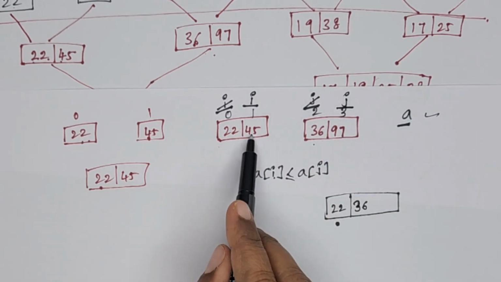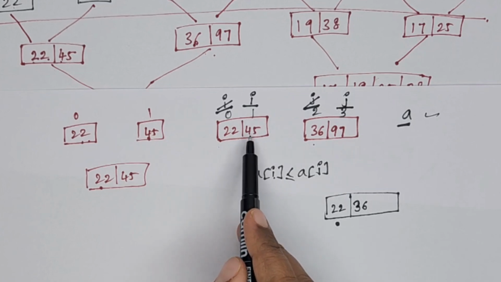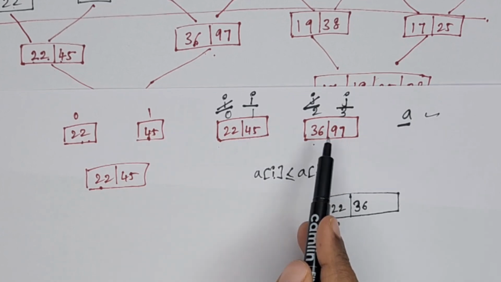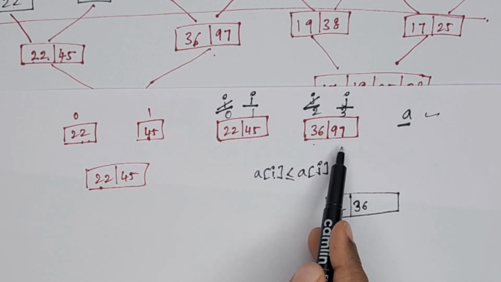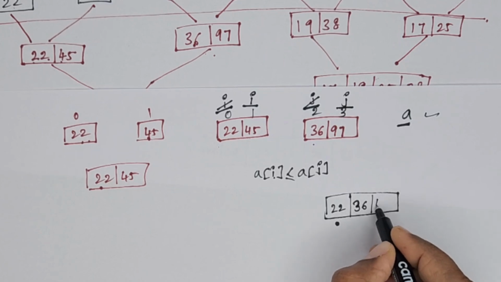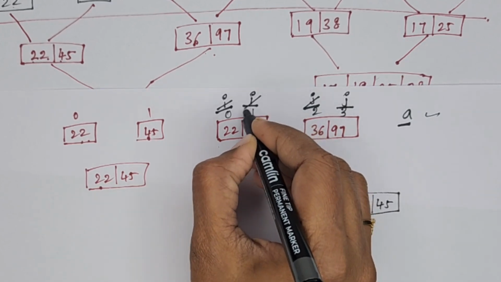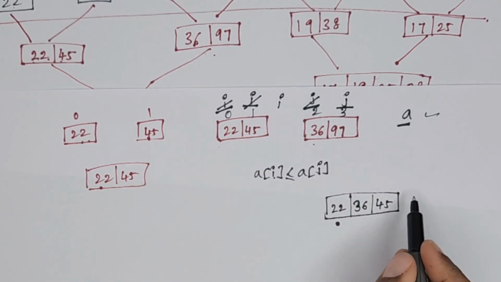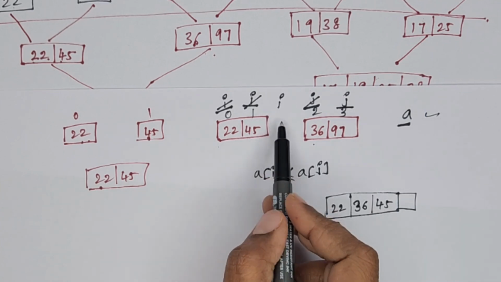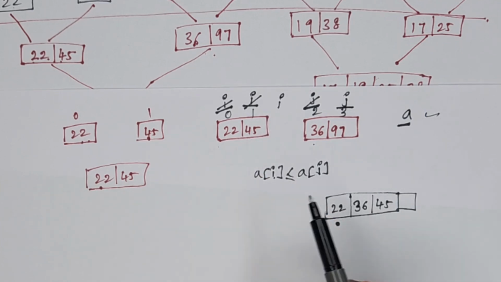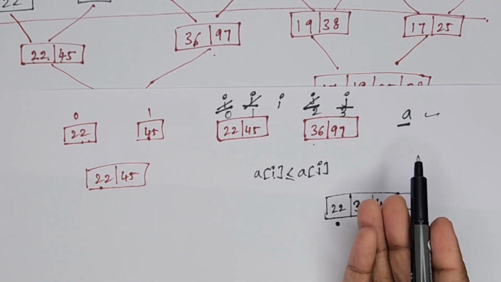Now again compare the ith element and the jth element. Now the ith element is smaller than this one. 45 is less than 97, so I am going to copy the ith element 45. Now increment the i value by 1. Now, is there any ith element for comparison? No, so you cannot compare with the jth element.